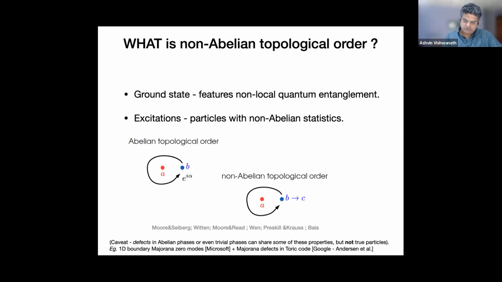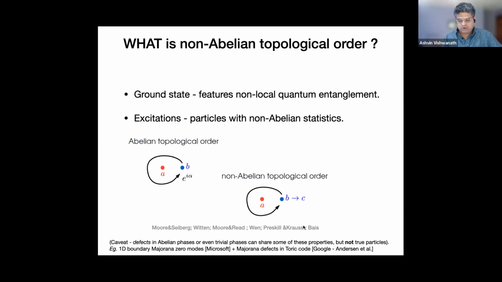There's a caveat, which I won't spend too much time over here, is that even in trivial phases or even in phases with the Abelian topological order, you can get some kind of excitations or create some kind of defects that share some properties of these non-Abelian particles. For example, the boundaries of 1D topological superconductors or these Majorana defects in the toric code.